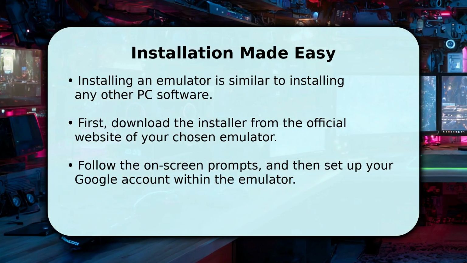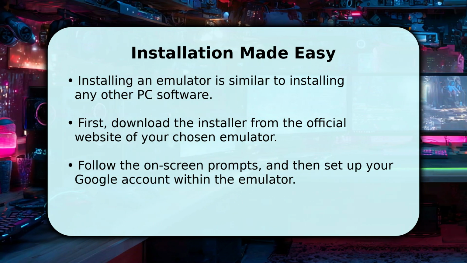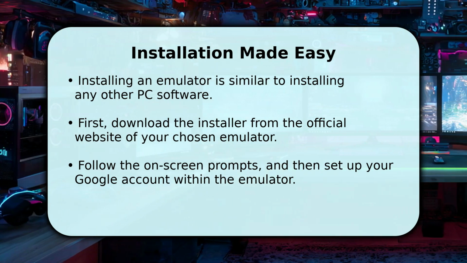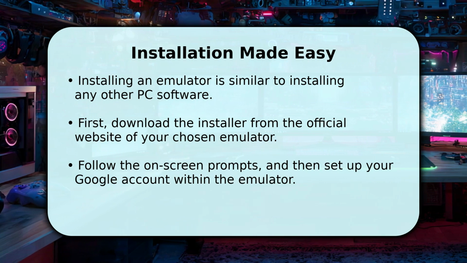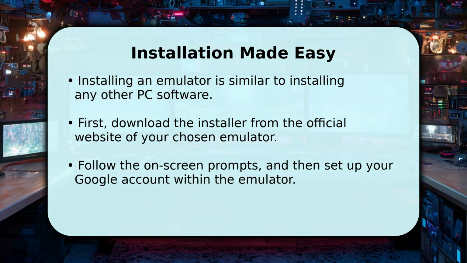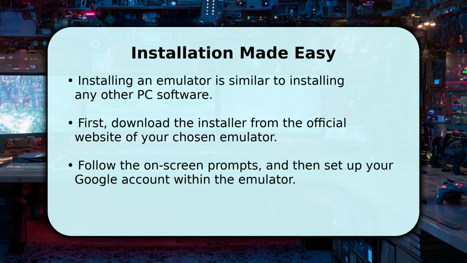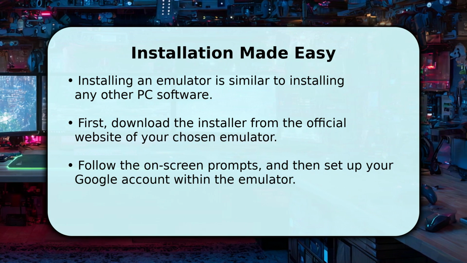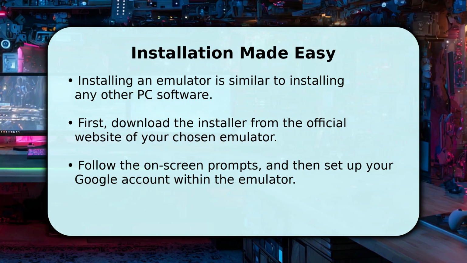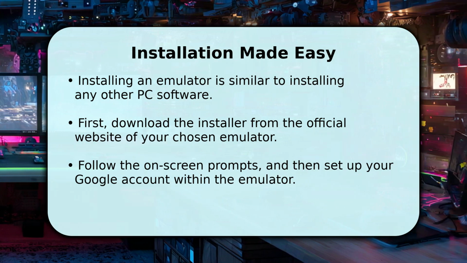Getting your emulator up and running is surprisingly straightforward. Just head over to the official website of the emulator you've chosen, like BlueStacks or LD Player, and download the installer. Once downloaded, simply run the file and follow the clear on-screen instructions. After the installation finishes, you'll just need to sign in with your Google account, just like you would on a new Android phone, and you're almost ready to go.